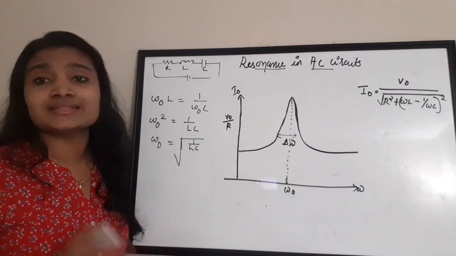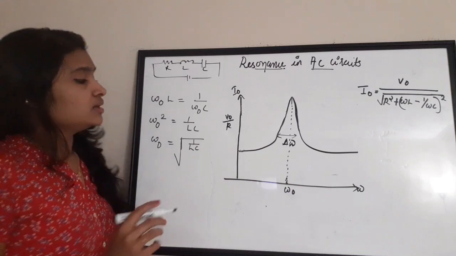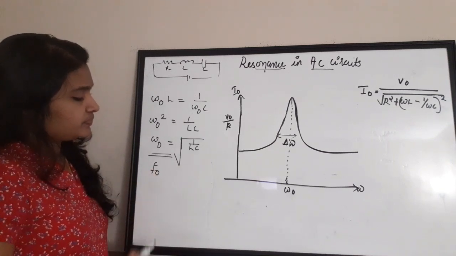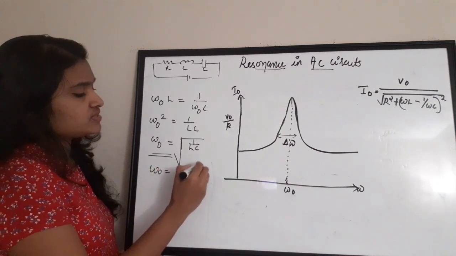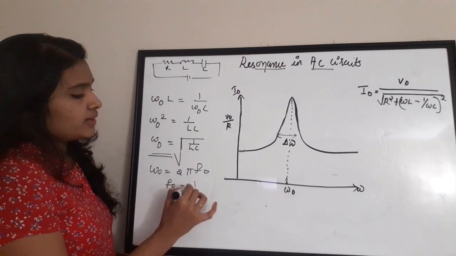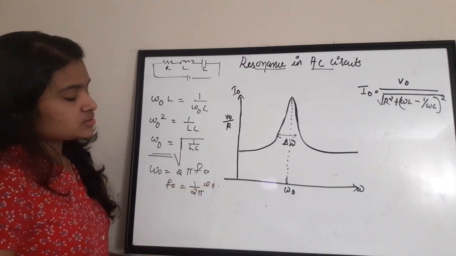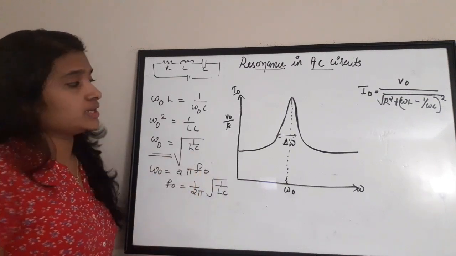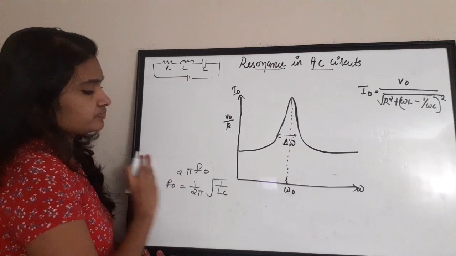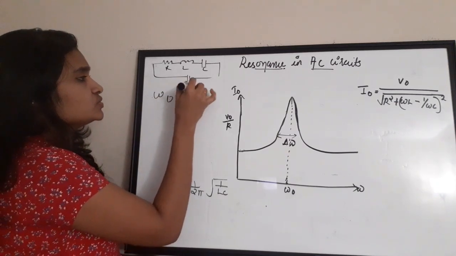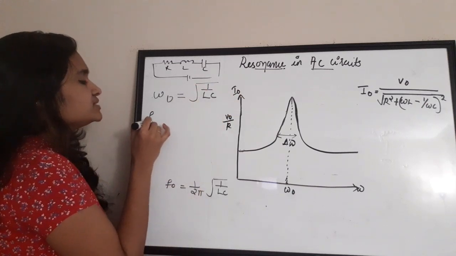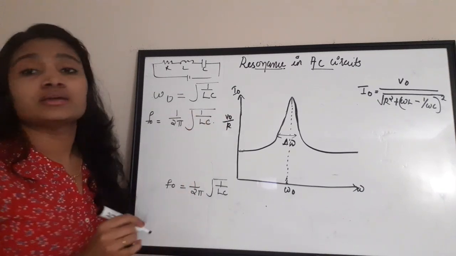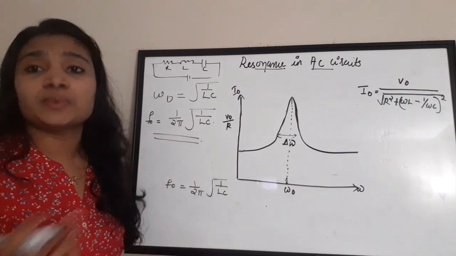Don't confuse it with normal frequency. It is angular frequency expressed in radians per second. Okay. So, we have now obtained the value of omega 0. Then what will be F0? We know that omega 0 is equal to 2 pi into F0, right? So, F0 is equal to 1 by 2 pi into omega 0. So, it is 1 by 2 pi into the root of 1 by LC. Okay. So, I'll write both the terms here. Omega 0 is equal to the square root of 1 by LC and F0 is equal to 1 by 2 pi into the square root of 1 by LC. Okay. So, this is the equation for finding the frequencies at resonance.